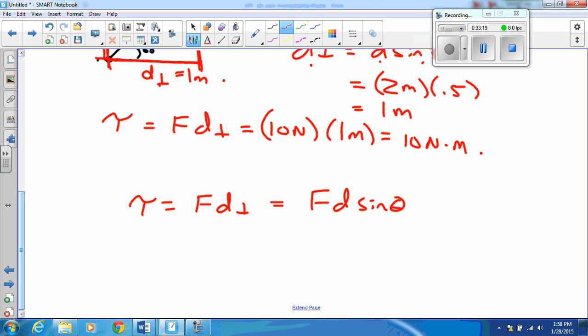And that is that the torque is equal to force times perpendicular distance, which is force times distance times the sine of the angle between the force and the distance. Now, let me show you where this is of extreme practical value to some of you.